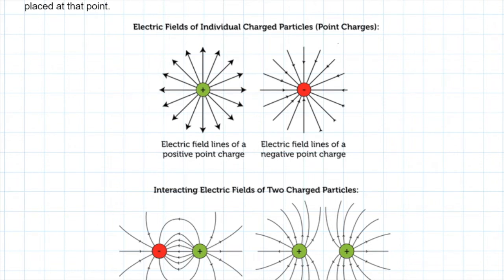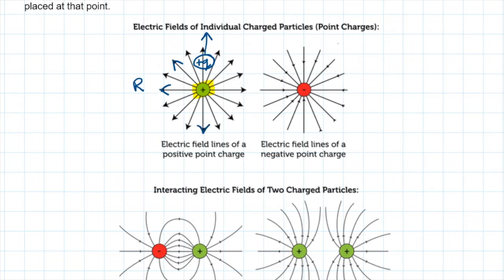If we are looking at a positive point charge, then to determine the direction of the electric field, we will take a positive test charge and place it in the electric field of this positively charged particle at the center. Since positive repels positive, we expect this positive test charge to move away from the positive charge at the center.